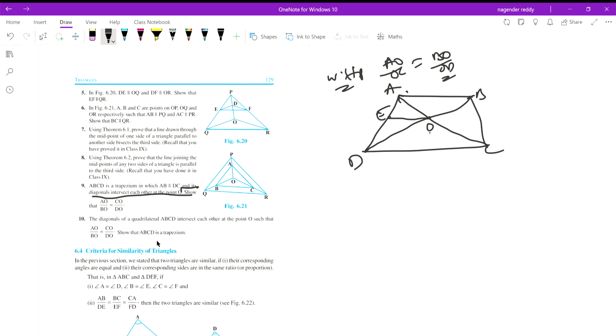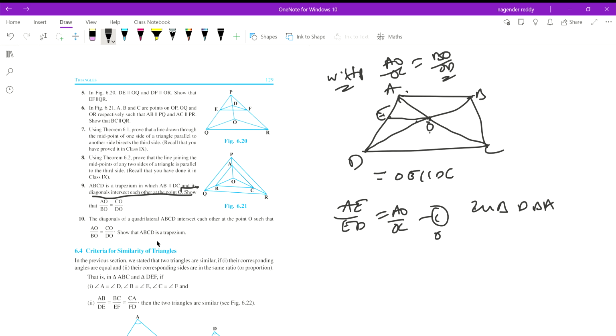Since OE is parallel to DC, we can write AE by ED is equal to AO by OC. Consider this equation number 1. Same case in triangle DBA. OE is parallel to AB, because parallel to DC means necessarily parallel to AB, since AB is parallel to DC. Now OE is parallel to AB, then we can write DE by EA is equal to DO by OB.